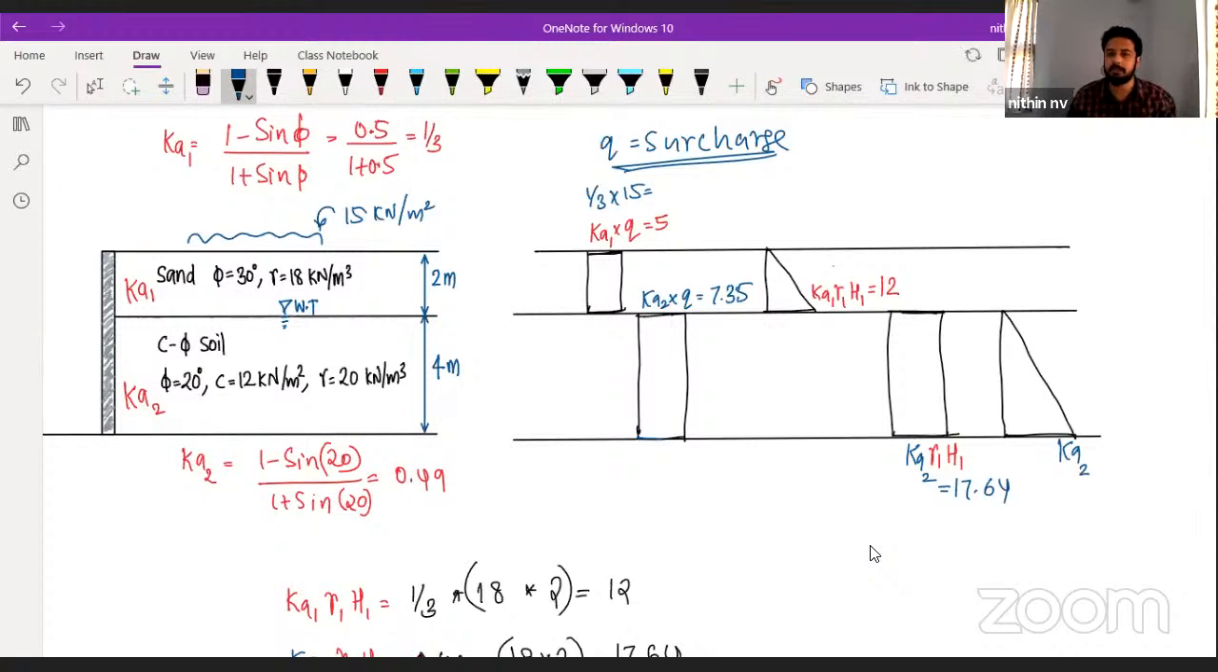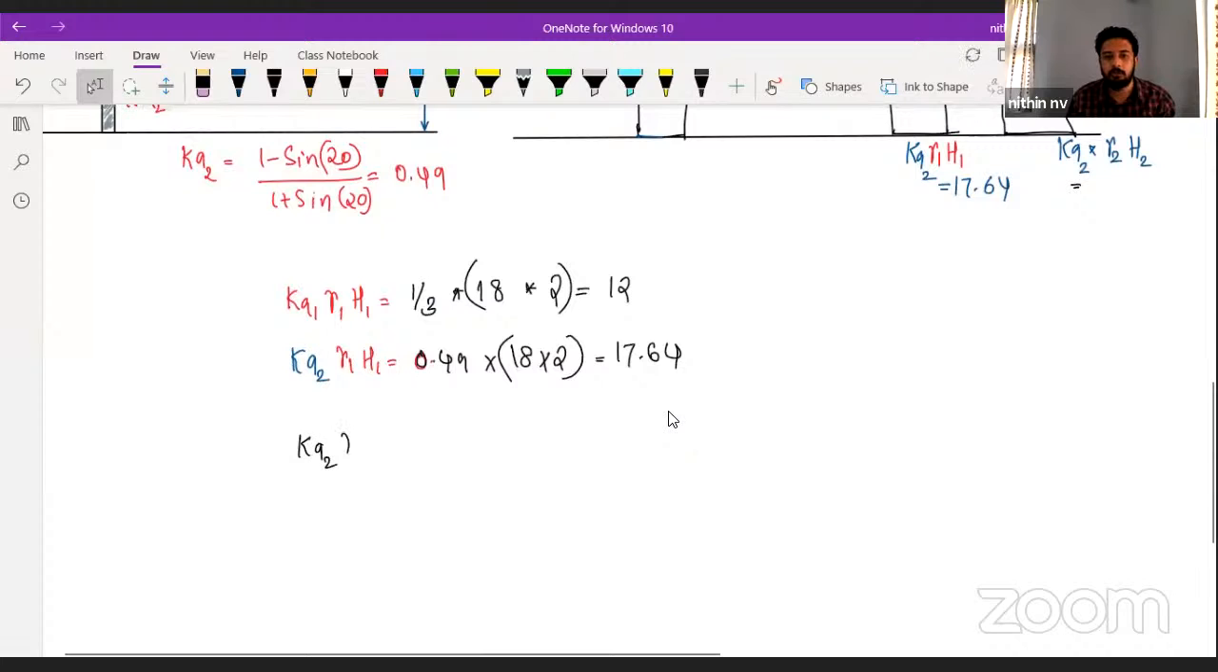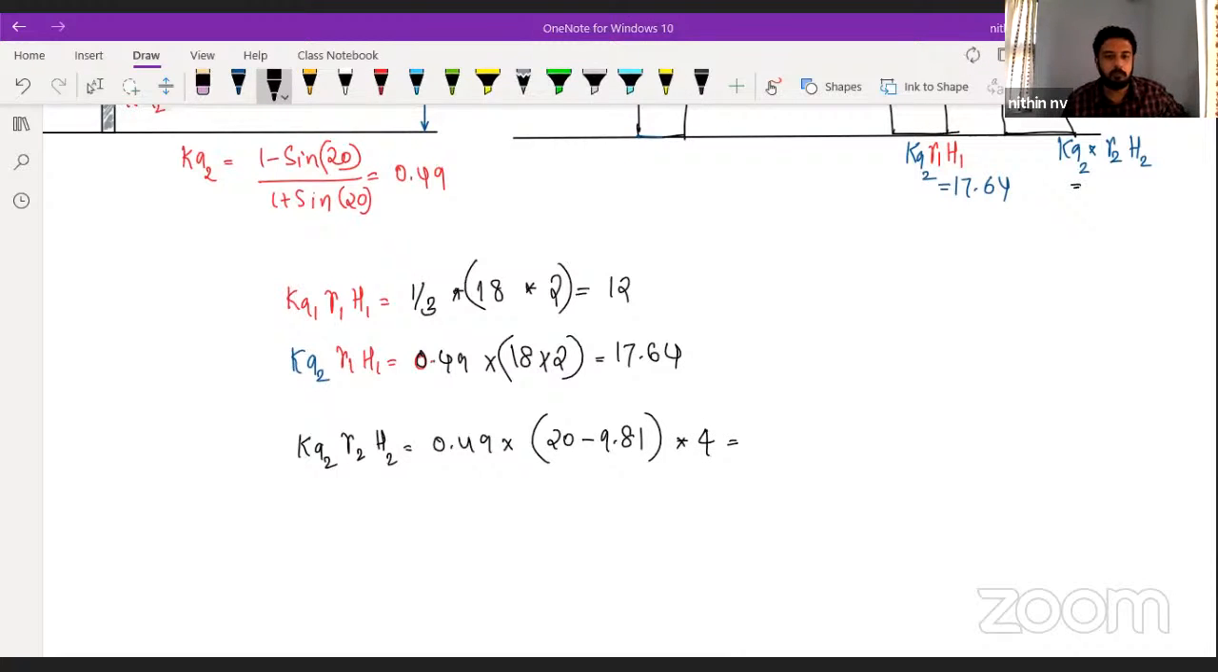Obviously, Ka2 will come in the second layer: Ka2 into gamma 2 into H2. Because this C5 soil layer does not have any effect on the upper layer, it will come down only now. Load values. So what will this be? Everyone calculate and tell me. Ka2 gamma 2 into H2 will be, what will be the gamma value? 20 minus 9.81. Okay, below the water table we have to take the submerged unit weight, into 4. How much will it be? Calculator, tell me.